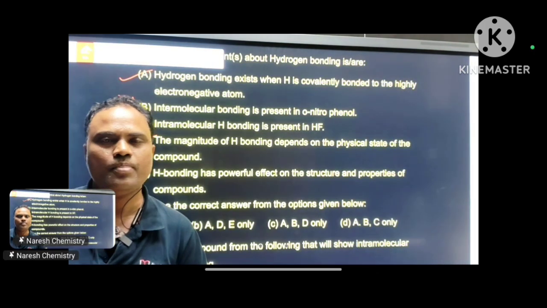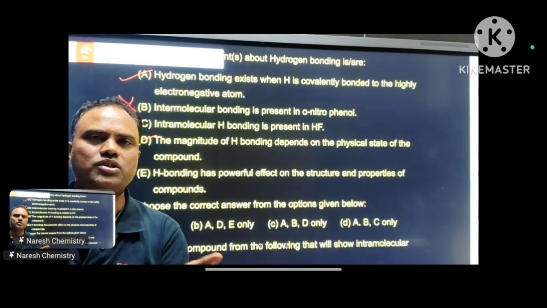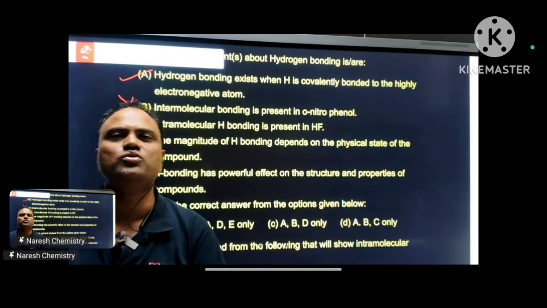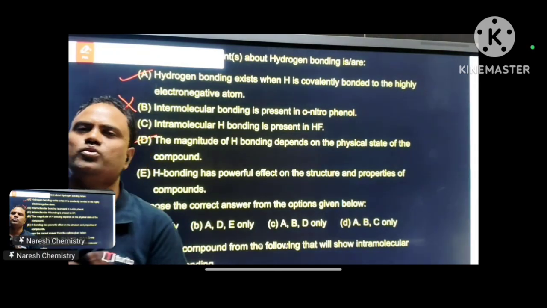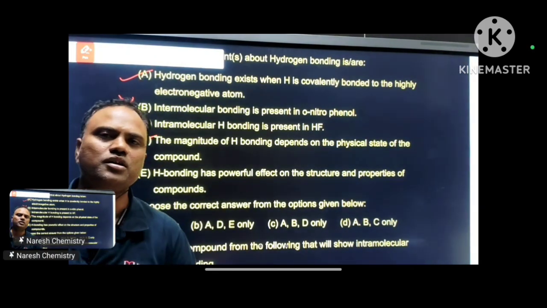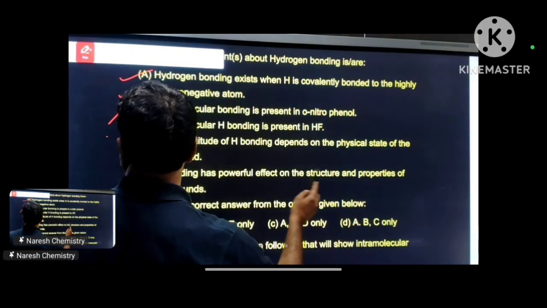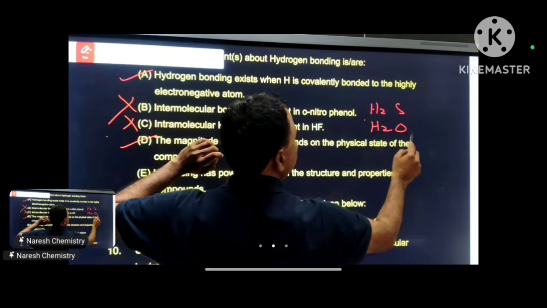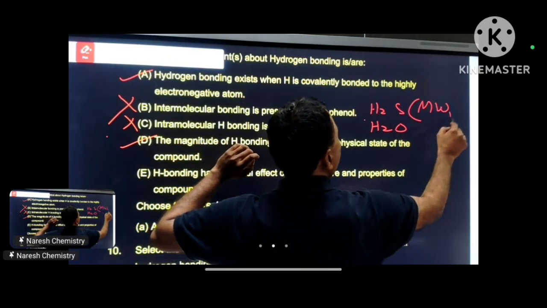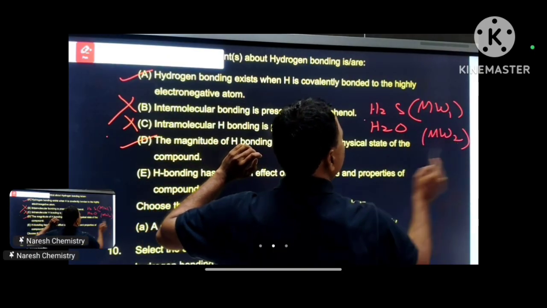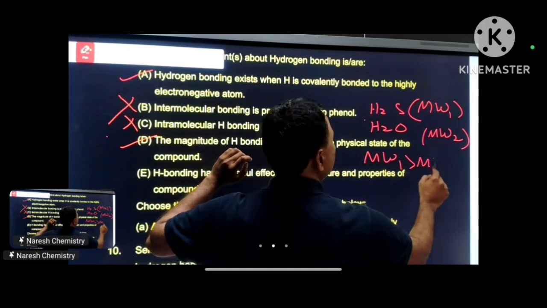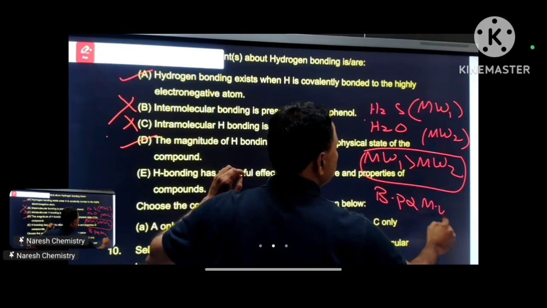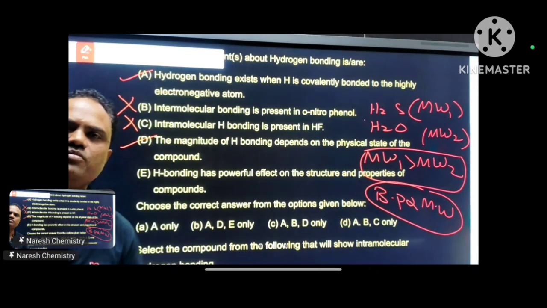Clear. Actually, water and H2S, which is having more molecular weight? H2S. Actually, boiling point is directly proportional to molecular weight. Once look at this, all of you. H2O and H2S, molecular weight 1 and molecular weight 2, MW1 is greater than MW2. Generally boiling point is directly proportional to molecular weight. If molecular weight is more, then boiling point is more.